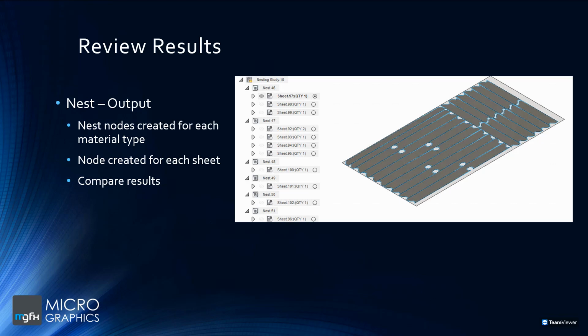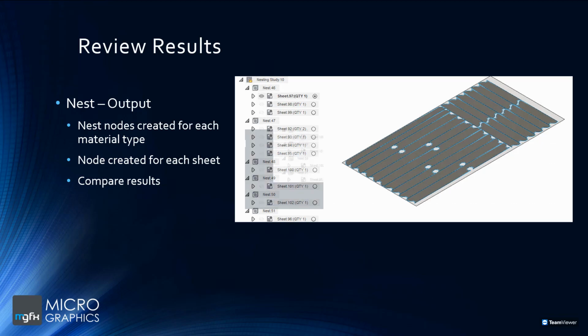nest.46, nest.47, nest.48. The screenshot was taken before some of the automatic naming features were brought in, so they just incremented the number one at a time. But each nest there represents a different material type or thickness. And under each of those, we have a node created for each sheet that is required for the job. So we see there sheet 97, 98, and 99 would all be the same thickness with the components nested on those. And what you can do here is actually grab those sheets and compare results across sheets, or even create reports across those sheets.